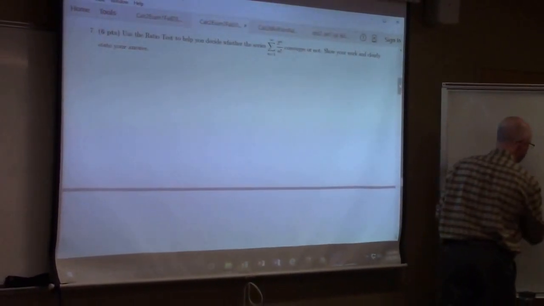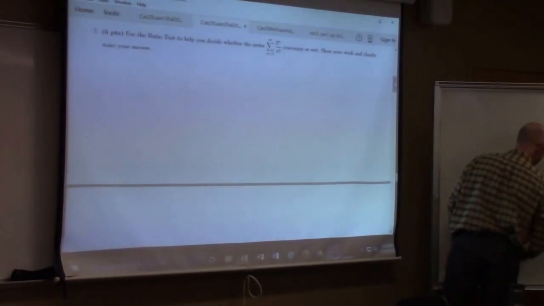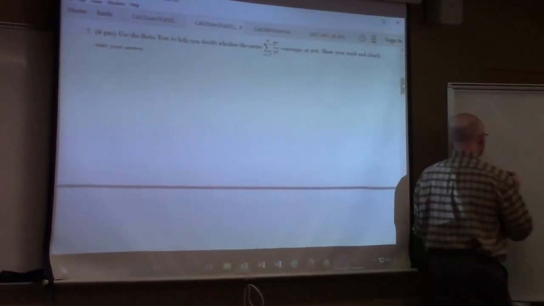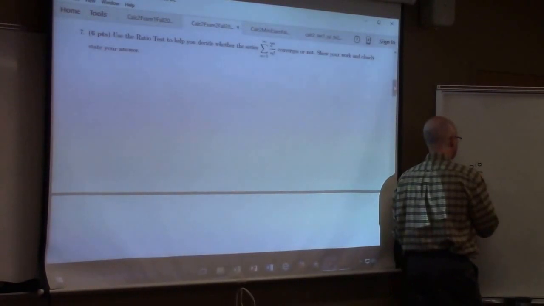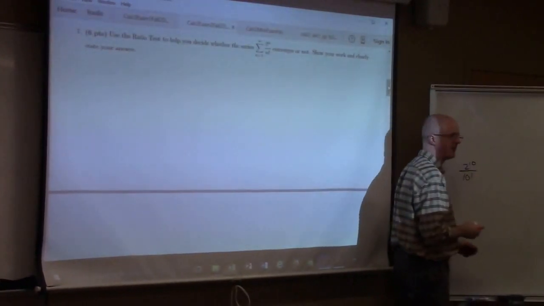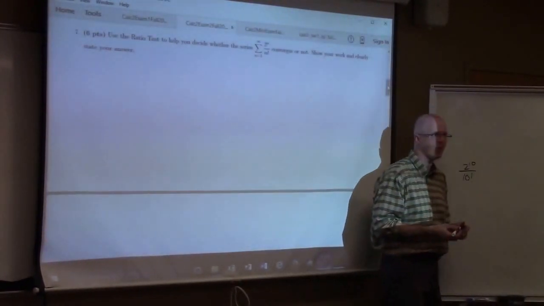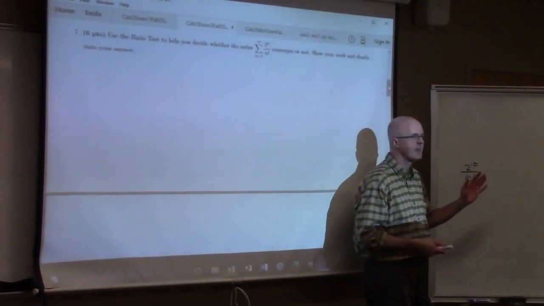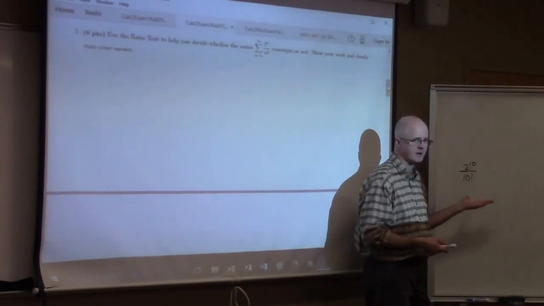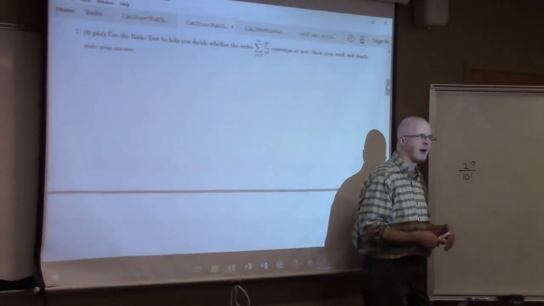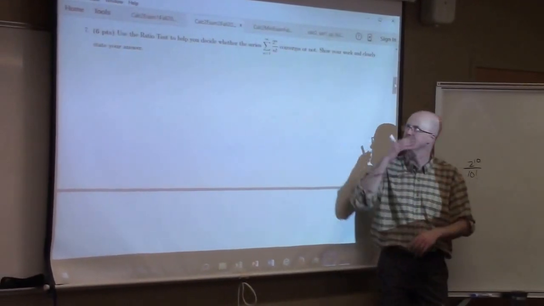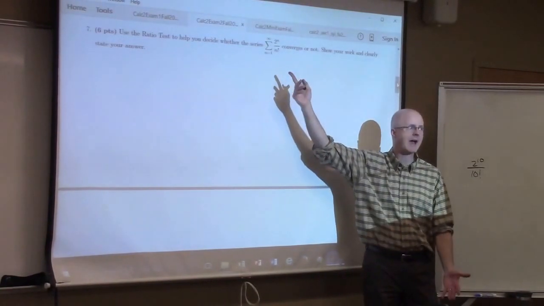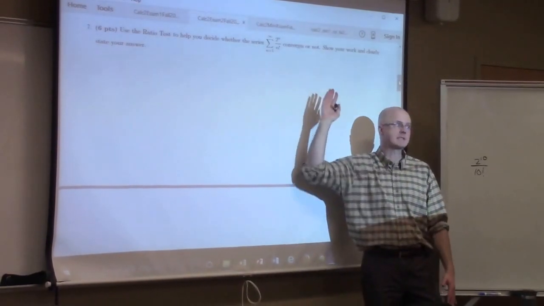If you try plugging in some values of n, for example, n equals 10, 2 to the 10th over 10 factorial is a pretty small number. 2 to the 10th is 1,024. 10 factorial is 3 million something, I think. So this ratio is pretty small. But that's not the issue. The issue is not, do the terms that you are adding go to 0? They do. It's a different issue, though.